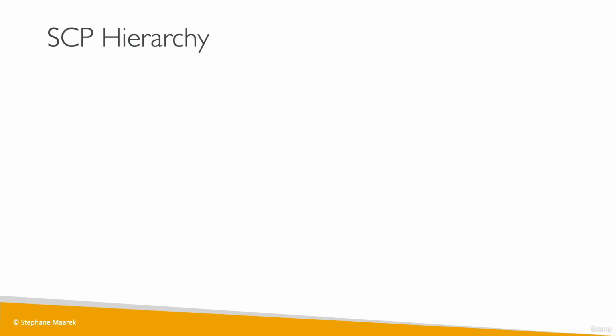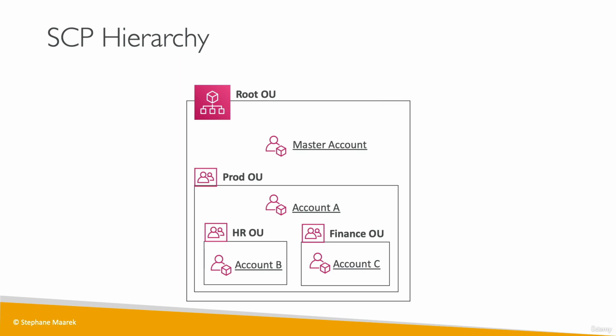So I'll try to make this a little bit clearer. Let's have a look at our OU. So we have the root OU with a root account, a production OU with an account A in it, and an HR OU with account B, and a finance OU with account C. So let's assume that you usually do this. On the root OU, you add an SCP called full AWS access, which says that every service and every action can be done, basically allowing you to use your account.